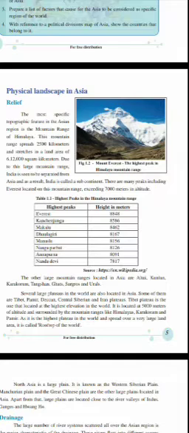So now let's talk about physical landscape in Asia. We are going to talk about relief. In relief, there are three main topographic features. They are mountain ranges, plateaus, plains.